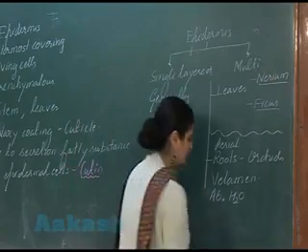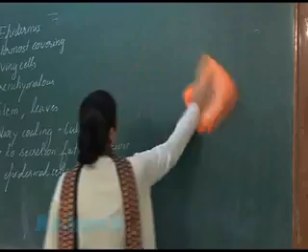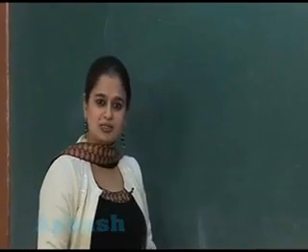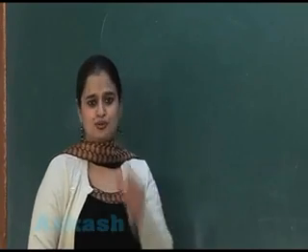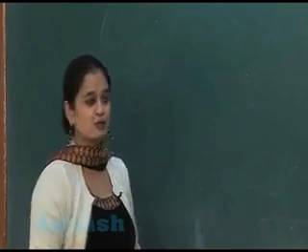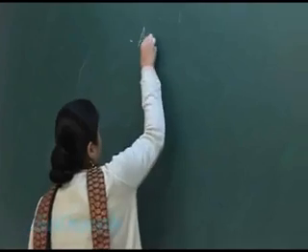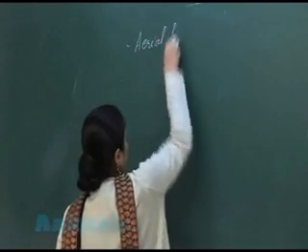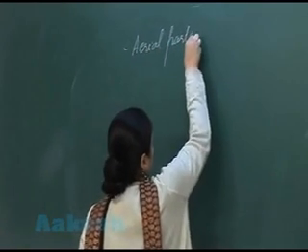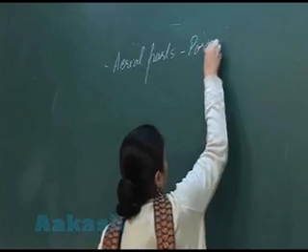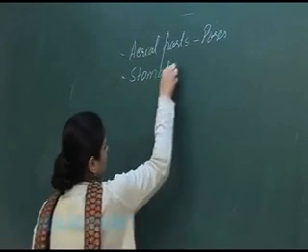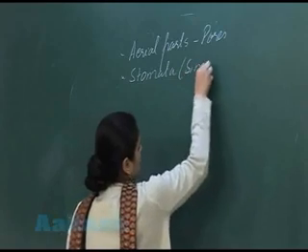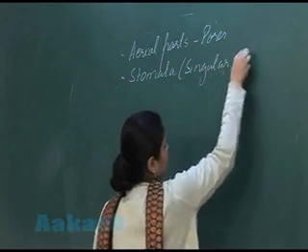Now, over the epidermis, over the aerial parts, there is the presence of pores. These pores are known as stomata. Aerial parts have pores known as stomata. Singular is stoma.